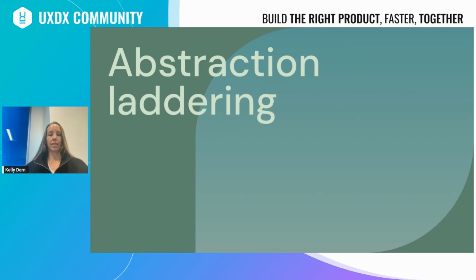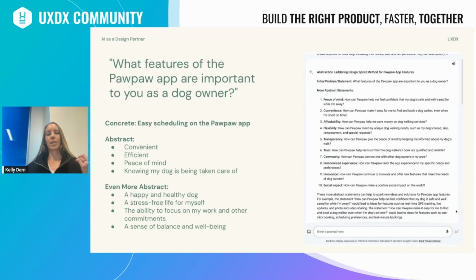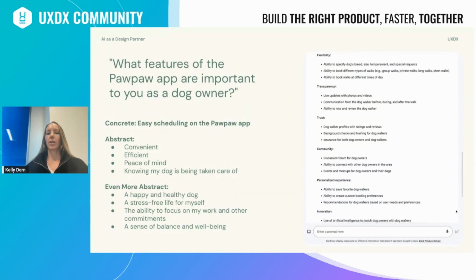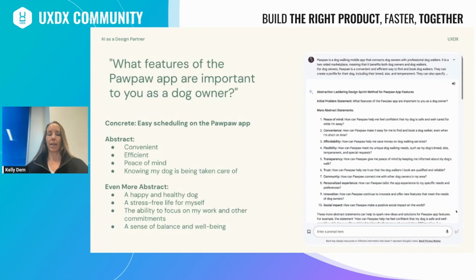And abstraction laddering. This is also a really fun one to use with GenAI tools. Abstraction laddering is a technique used to dig deeper into a problem by gradually moving from concrete details to more abstract details. You start with an initial problem statement, you ask why to get more abstract, which is a little bit more outside-the-box thinking, and you ask how to get to a more definite statement. The reason I believe GenAI tools are really great at this is that they're really good at abstract thinking, or I think even going into the realm of hallucination. So as the product creator, you can use this tool as a way to jumpstart your thinking, but we'll talk a little bit more about that later.